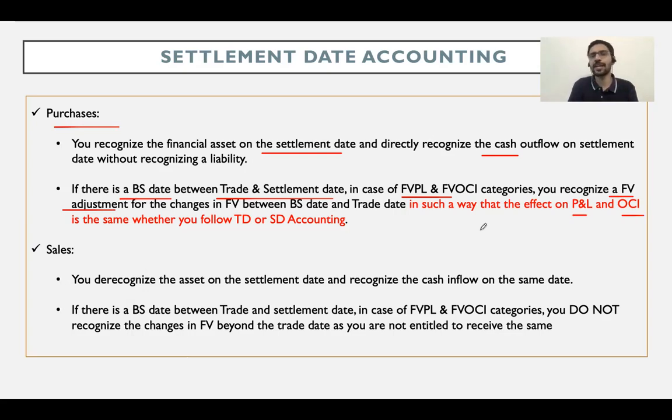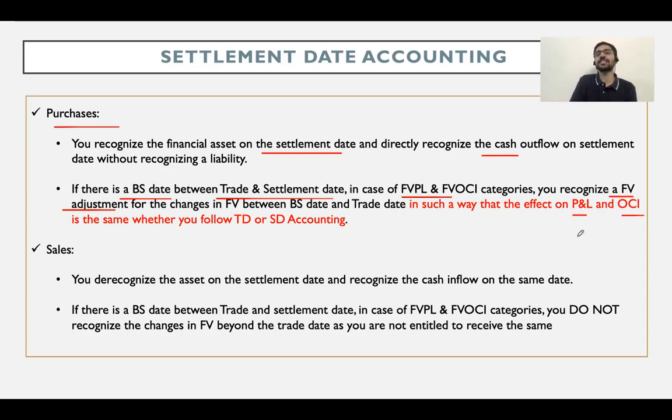Now, in the example that I had taken previously, the fair value on the balance sheet date was $107. What if the fair value was lesser than $100? Let's say the fair value was $90 on the balance sheet date. The amount that I agreed to pay was $102, including the transaction cost. Therefore, there is a loss of $12.